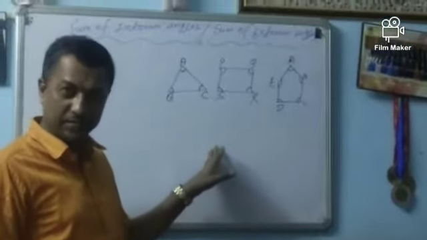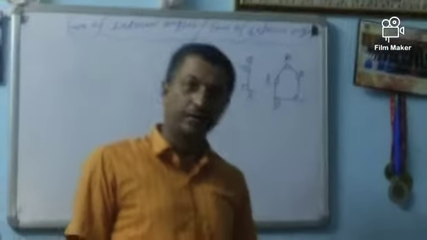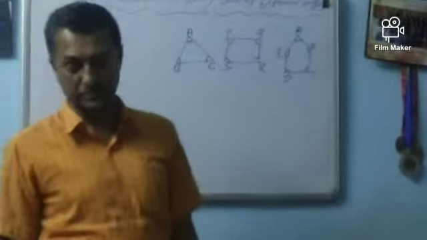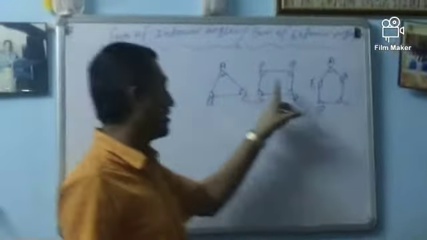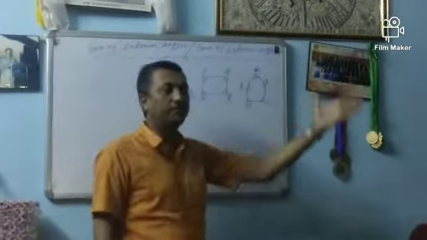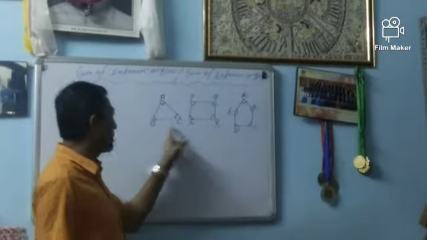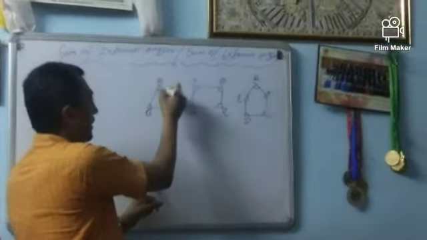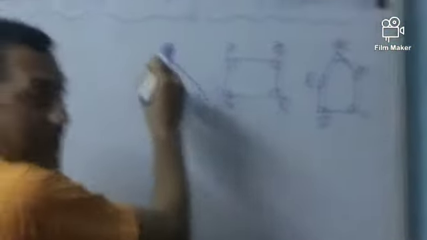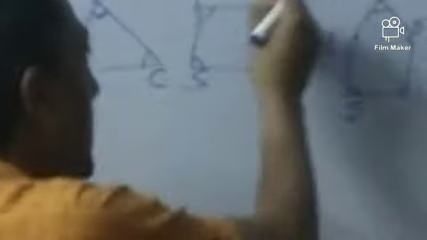Today we are going to discuss the sum of interior angles and the sum of exterior angles of any polygon. We know polygons like triangle, quadrilateral, pentagon, hexagon, heptagon. When we talk about interior angles, in a triangle they are angle A, angle B and angle C, the inside part. Similarly in a quadrilateral, the inside angles are P, Q, R, S. And in a pentagon, the inside angles are A, B, C, D and E.